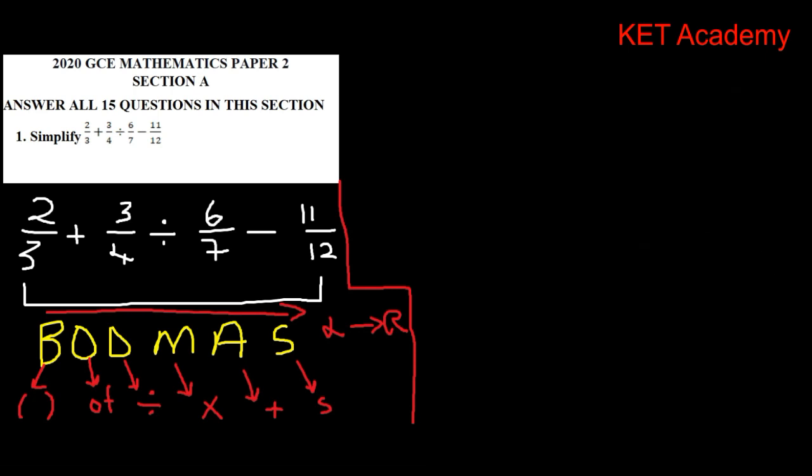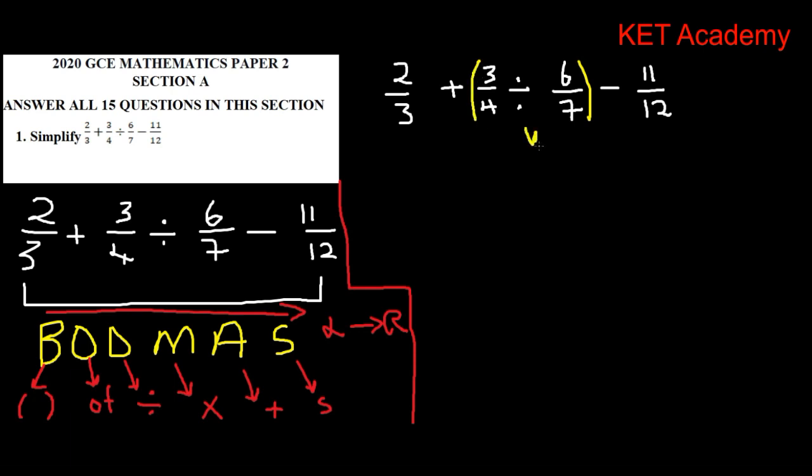Now we have this operation. We have 2 divided by 3 plus 3 divided by 4 divided by 6 divided by 7 minus 11 divided by 12. So the bracket, there is no bracket there, there is no of, there is division. So in this case we are going to focus our attention here. We simplify this first of all.